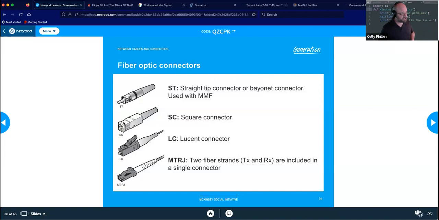That's SC. LC, otherwise known as the Lucent connector, has a little L-shaped tab on that connector. It looks similar to the square connector, but it has the L in it. And then finally, the oddball in the group, MTRJ, which is two fiber strands in a single connector. See the little two right there? It's hard to see, but there are two little fibers on there. This is what's called a miniature form factor, so it's very small. So it's kind of the oddball of the group, MTRJ. Two fiber lines, small form factor.